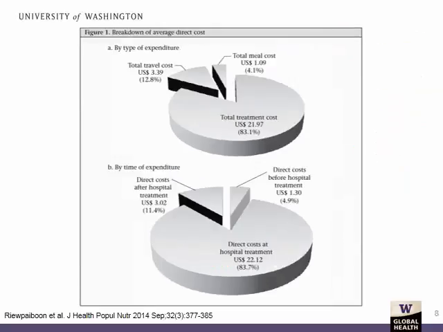So the authors also included an analysis by type of expenditure and time of expenditure, and you'll see that they were roughly similar. By type, nearly 13% was travel, and by time, again, it was about 11%. And for food, it was about 4, and here it's 5. And for total cost, it was about 84, and here it's 83. So they were relatively similar by type and time of expenditure.